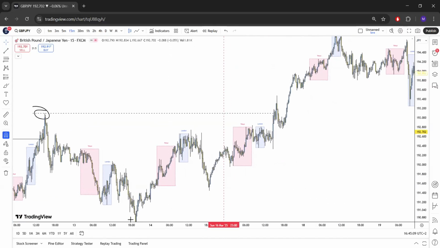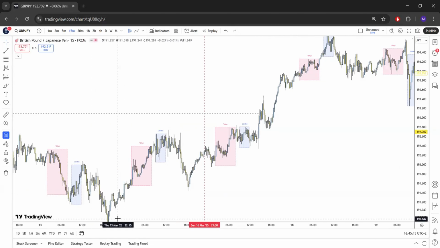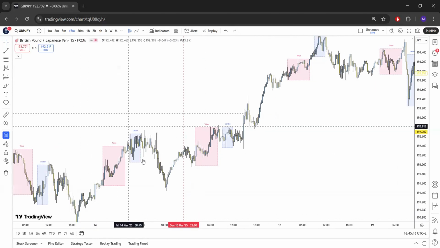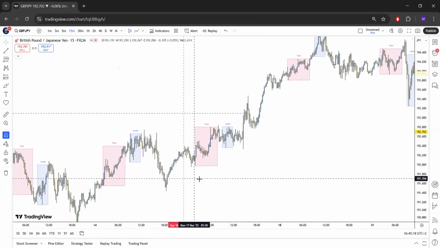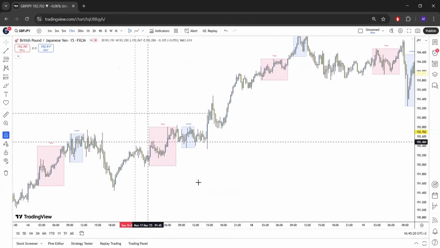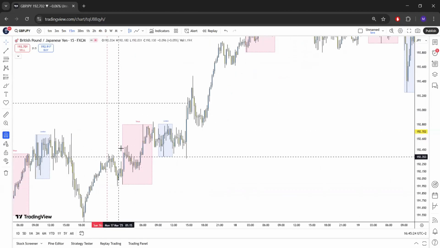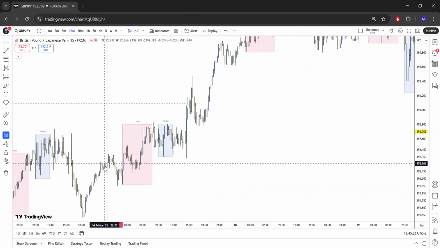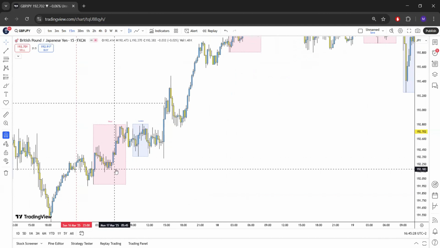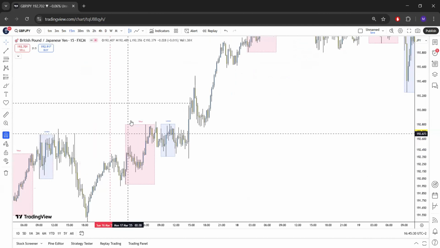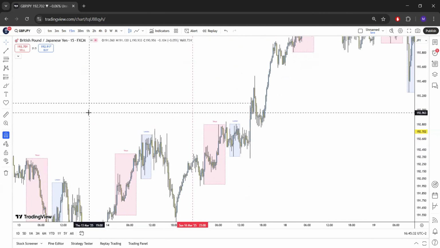We have clearly found some type of support, for lack of a better word, in this area. And now what you can see is the price action is clearly pushing to the upside. So if we trade in London session, all we're looking for is for Asian session to clearly be bullish and push to the upside.